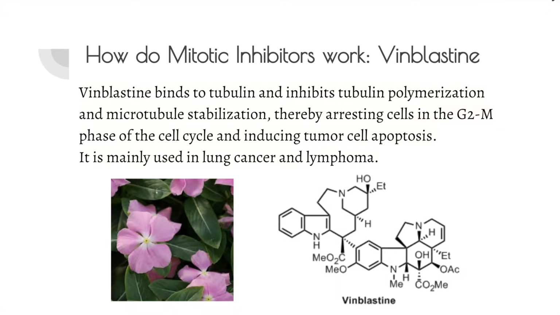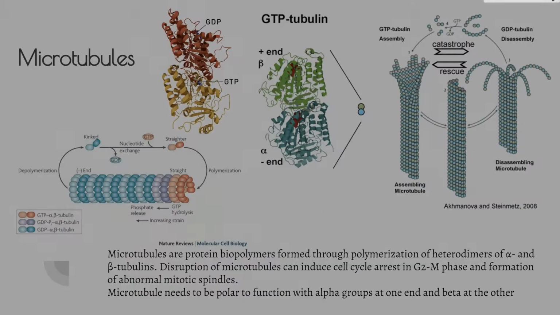Vinblastine works by binding to the tubulin used for microtubules and inhibiting stabilization. By doing so, it prevents mitotic spindles from pulling chromosomes into their new cells and dividing. This arrests the cell in the G2/M phase of the cell cycle and causes cell death, or apoptosis. Vinblastine is used mainly in lung cancer and lymphoma.